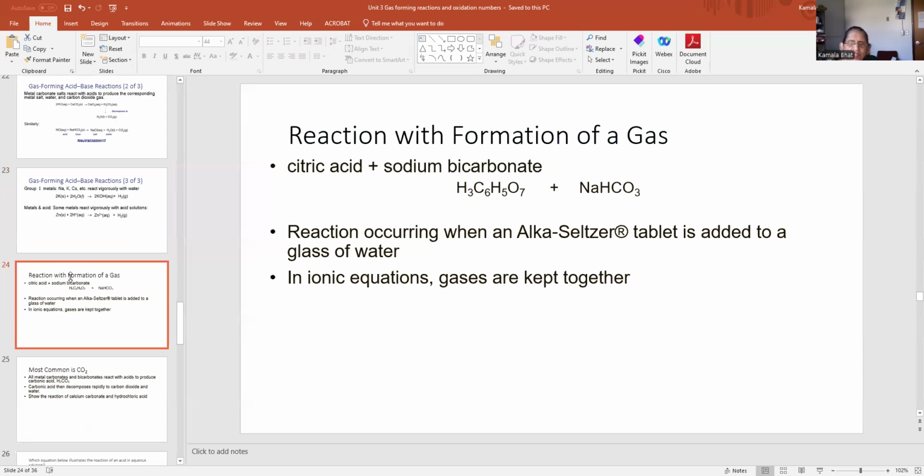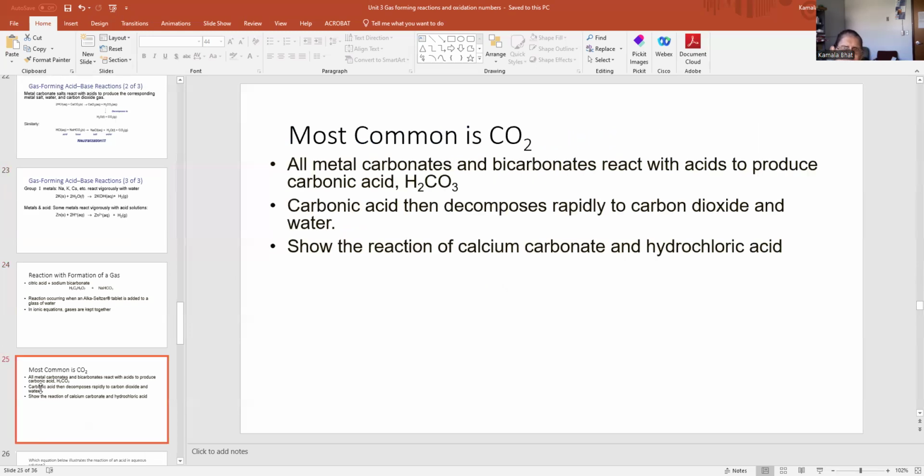Reactions with formation of a gas: citric acid plus sodium bicarbonate. This reaction occurs when an Alka-Seltzer tablet is added to a glass of water. In ionic equations, gases are kept together. Most common is the formation of carbon dioxide. So all metal carbonates and bicarbonates react with acids to produce carbonic acid. Carbonic acid then rapidly decomposes to produce carbon dioxide and water.